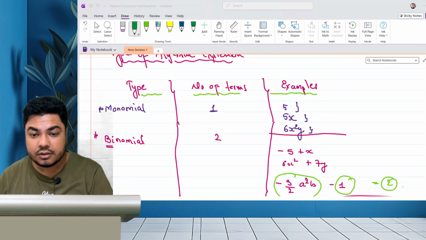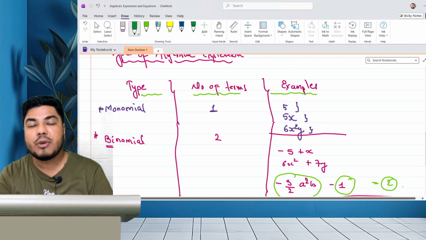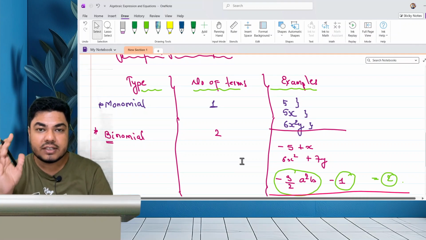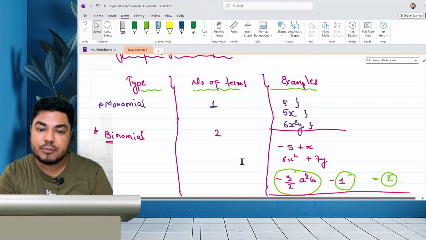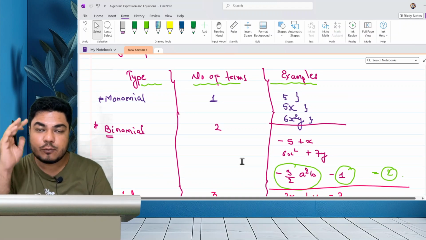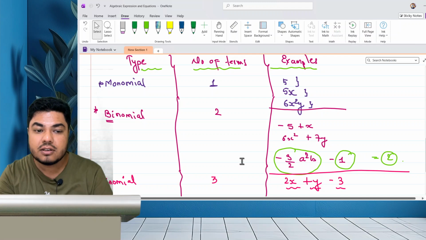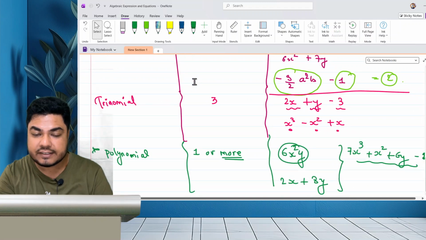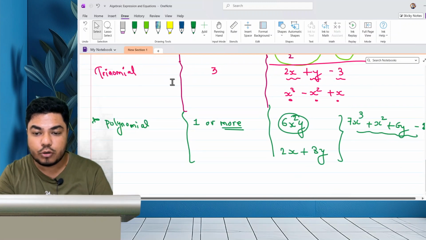So we have understood, once again let us revise this. We have understood monomial, binomial, and trinomial. It is very simple for us to understand. Mono means one. That means any expression which has one term is a monomial. Binomial means having two terms, and trinomial means having three terms. More than three terms, if we do have in an expression, it will be called a polynomial.